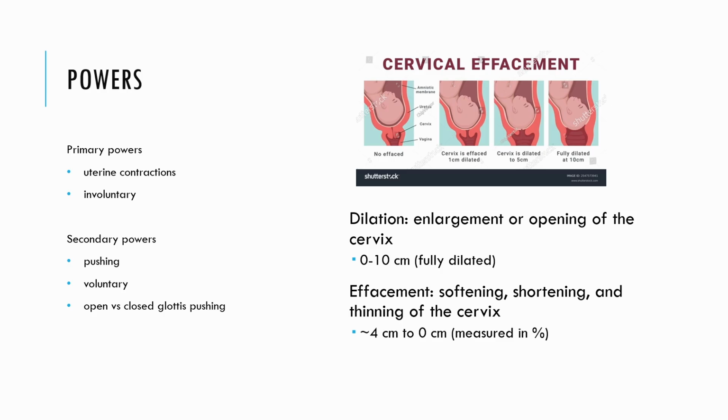And then just some other things to know is, dilation is the enlargement or the opening of the cervix. This is where it goes from 0 centimeters all the way up to 10 centimeters. That's when we say they're fully dilated. Effacement is the shortening, softening, and thinning of the cervix. So not only does it dilate to 10 centimeters, it thins out. So it starts off at about 4 centimeters in length when she's not in labor, and then when it's time to deliver, it's 100% effaced, so it's down to 0 centimeters.